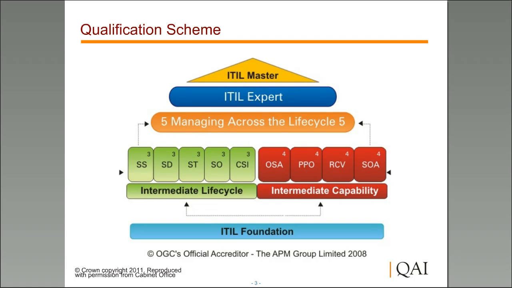By completing that certificate successfully, you get 5 points. So for example, let's say you have taken a path of ITIL Foundation and intermediate life cycle, and then go for managing across the life cycle. You automatically get 22 points and you become an ITIL Expert. The other way could be that you take the foundation route and then the intermediate capability. Each of those capability modules will give you 4 points. So 4 4s are 16, and then going for managing across the life cycle, you become an ITIL Expert.